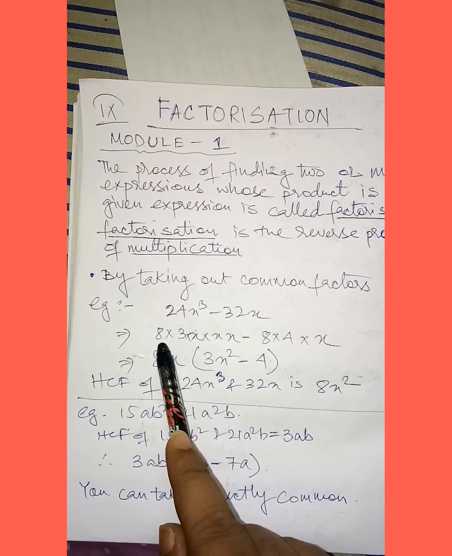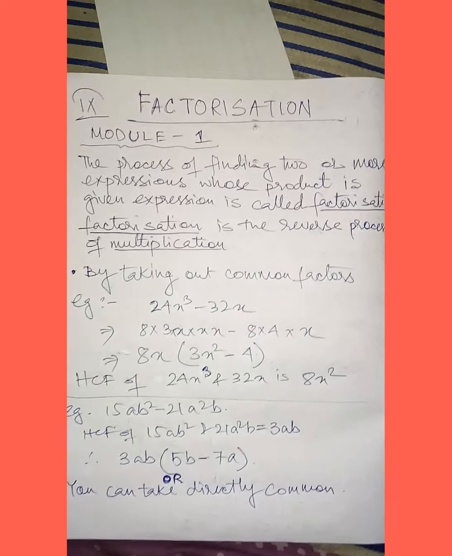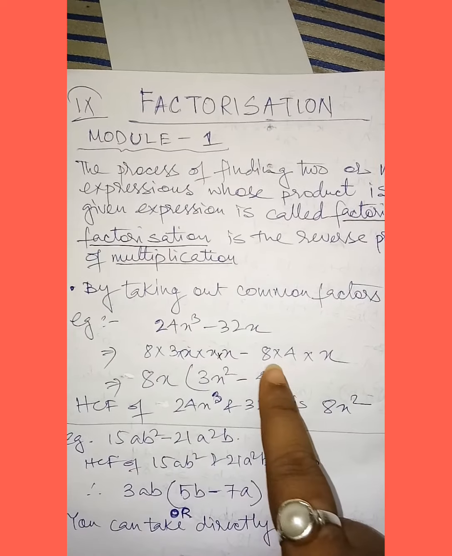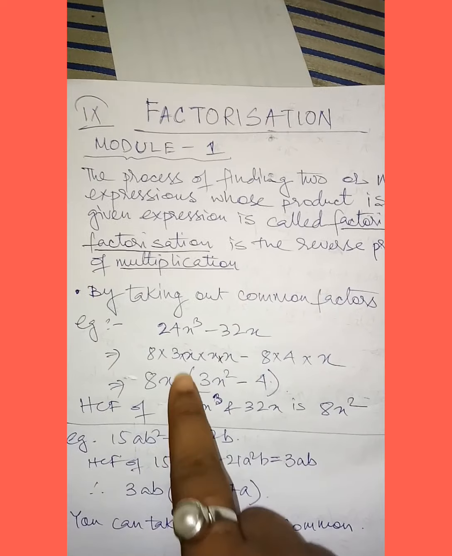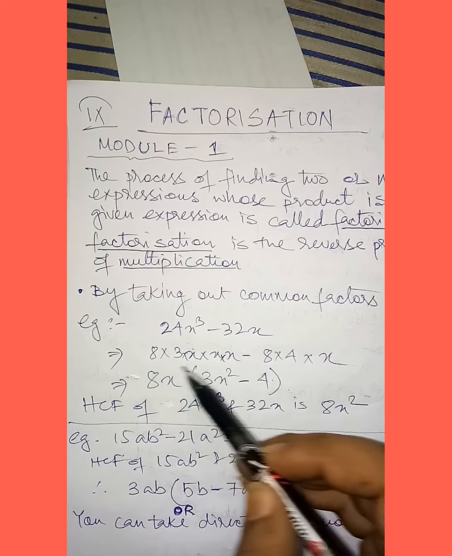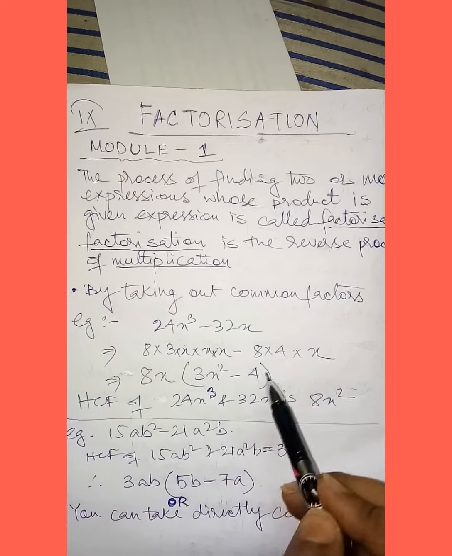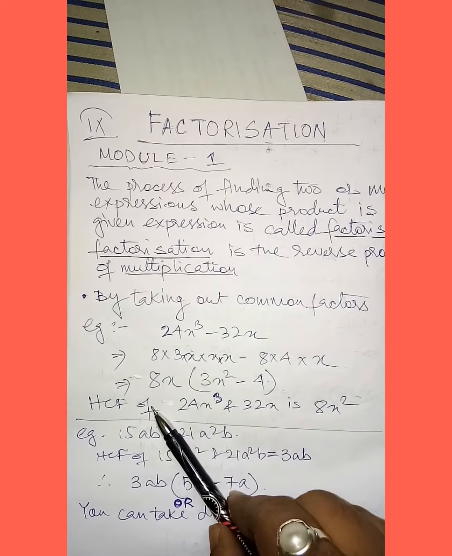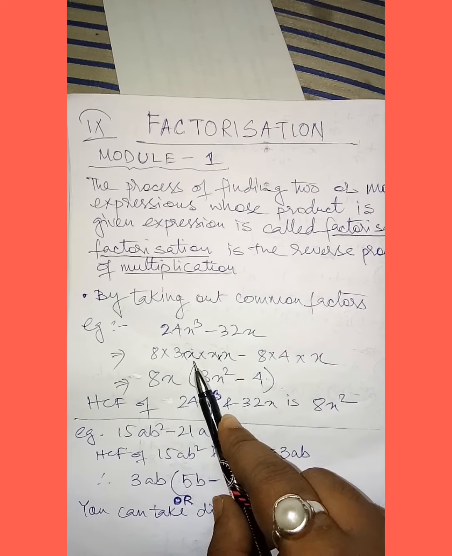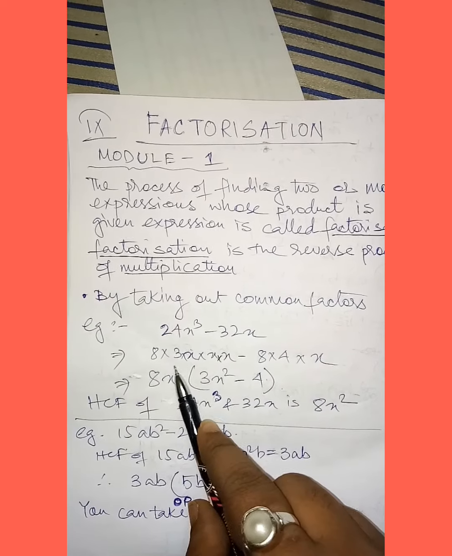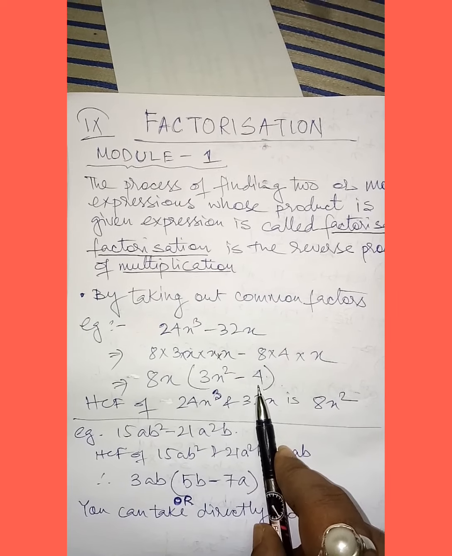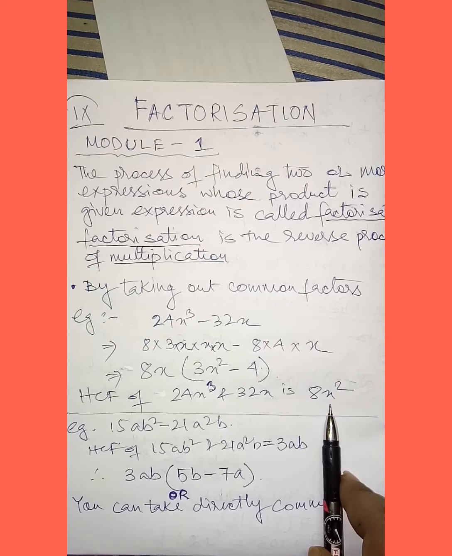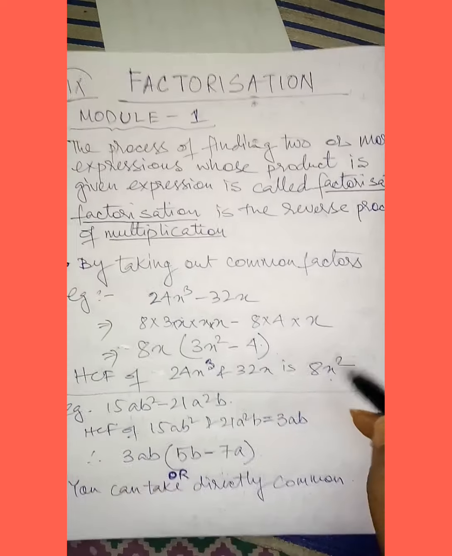See, I've written 24 into 8 into 3 into x into x into x, and then minus 8 into 4 into x. From here I can take the HCF. HCF means highest common factor. The highest common factor is 8, and only one x. Then what is the remaining? 3x into x is x square, minus 4. See what I've written: HCF for 24x cube and 32x is 8x.